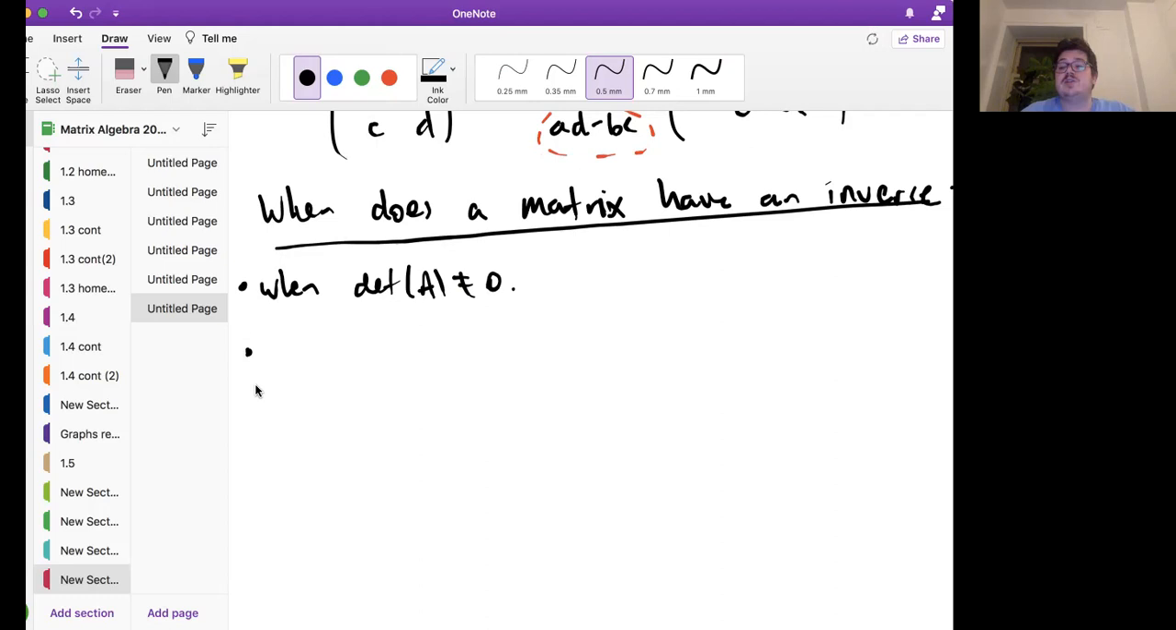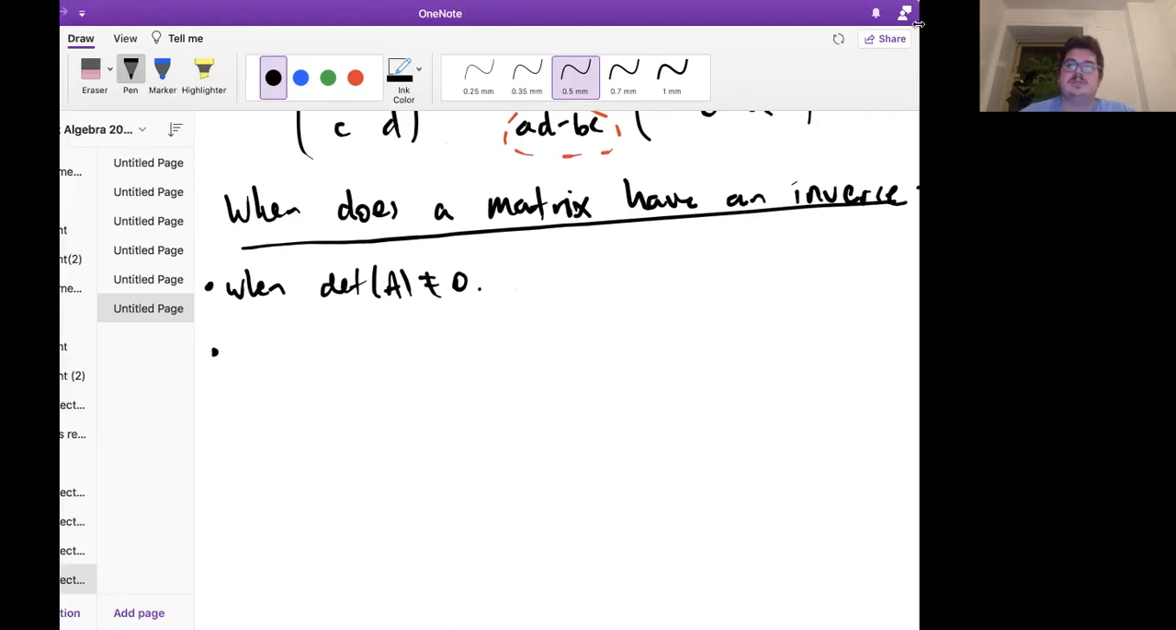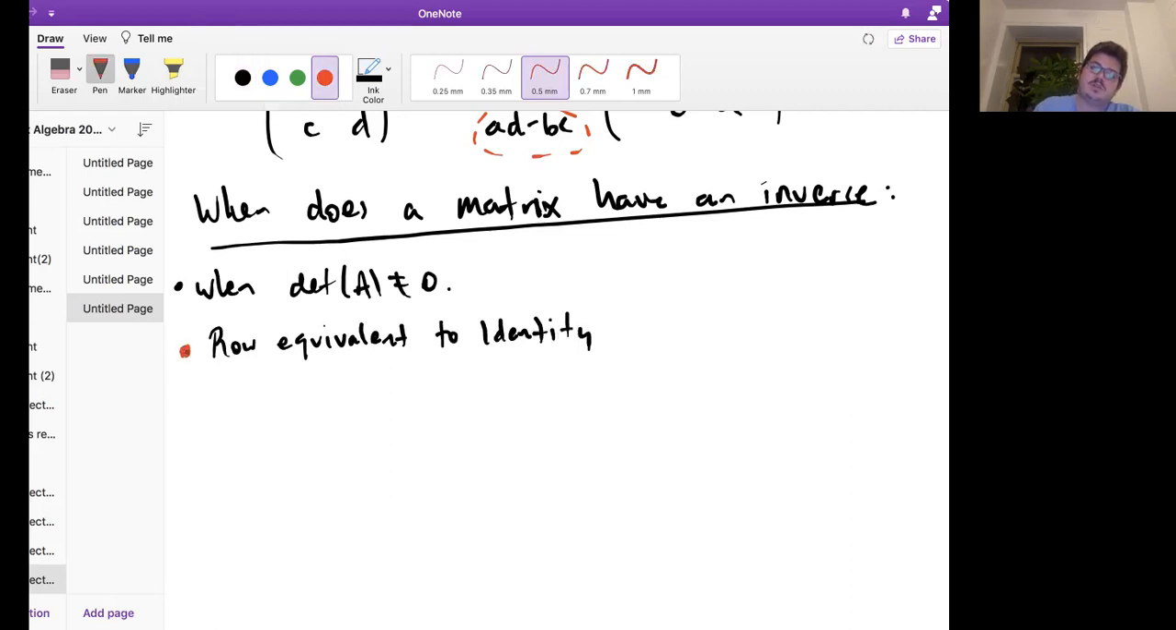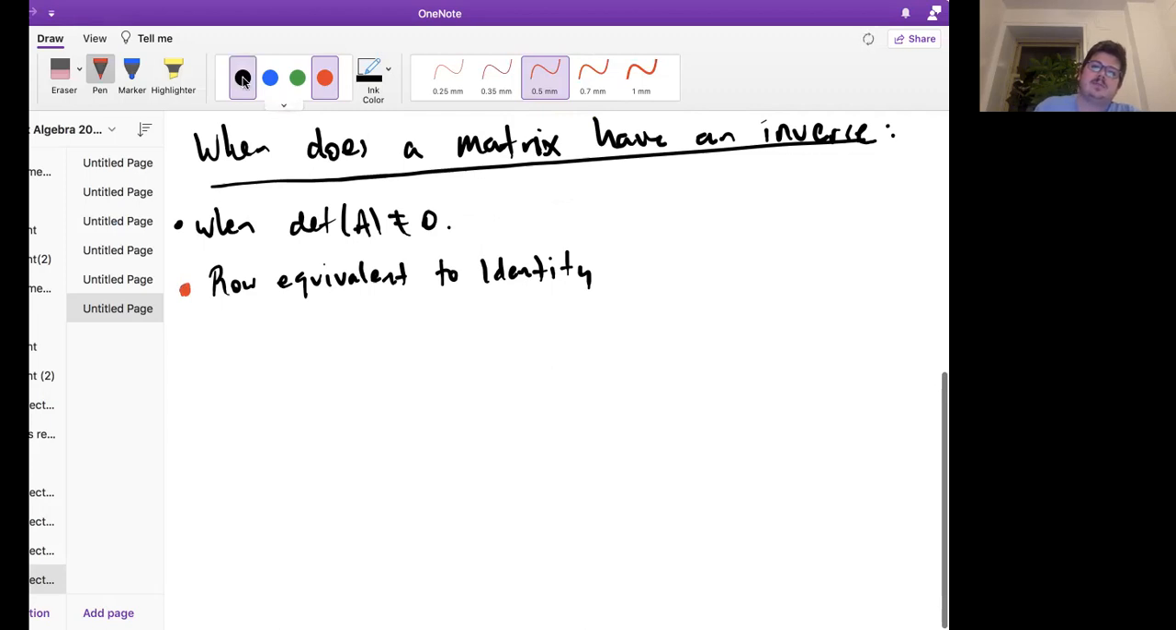Okay, so when else does a matrix have an inverse? We talked about a couple other determining factors. Good, when you can do elementary operations to put it into identity. Another way of saying that is row equivalent to identity. That's going to be the one we're going to use. But do you remember other ones?